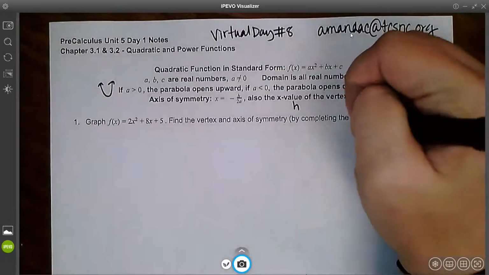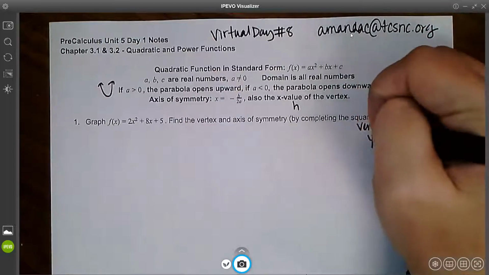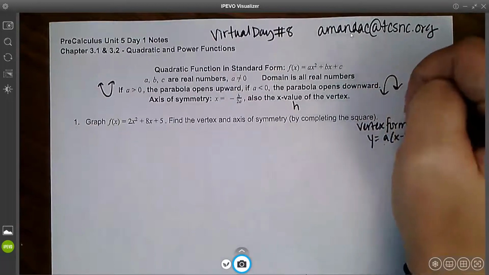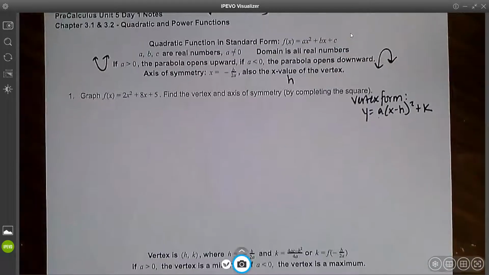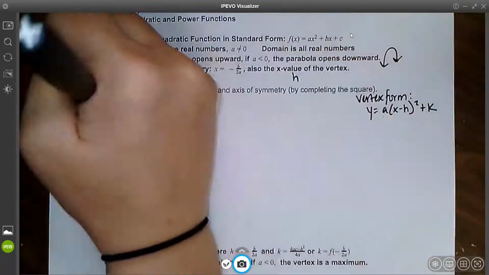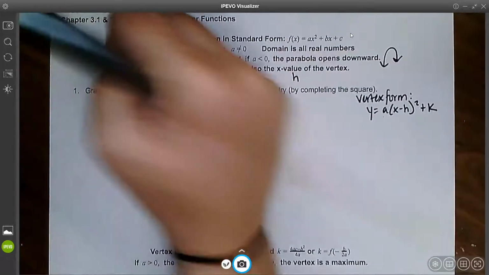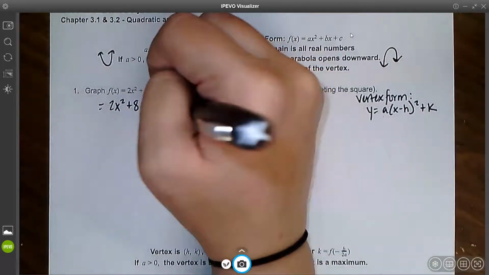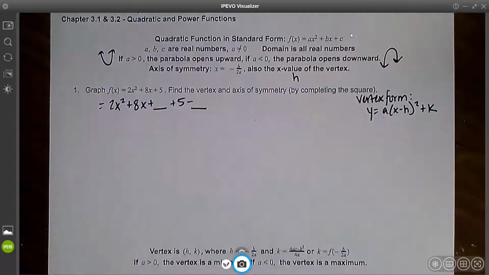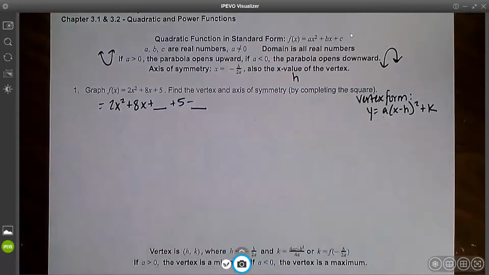If you remember, that vertex form is y equals a times x minus h squared plus k. So this guy, I'm going to say equals 2x squared plus 8x plus something plus my 5 minus that same something. So what I do in order to not change my equation, I have to add it to this piece and subtract it. Otherwise, it fundamentally changes the problem.